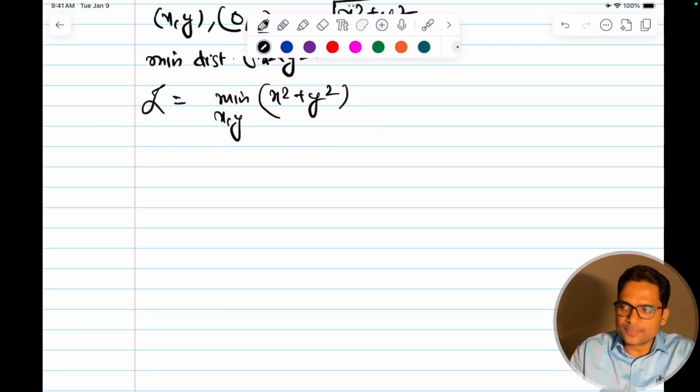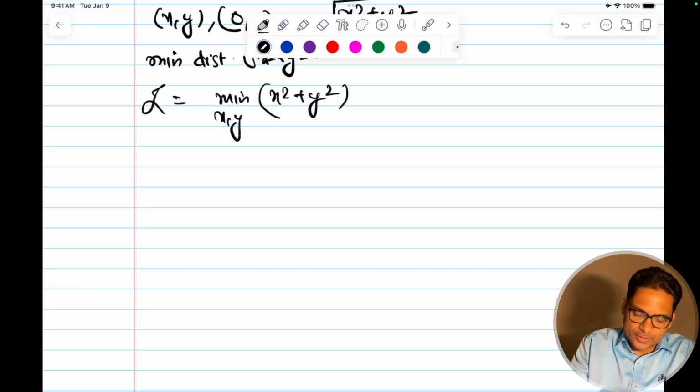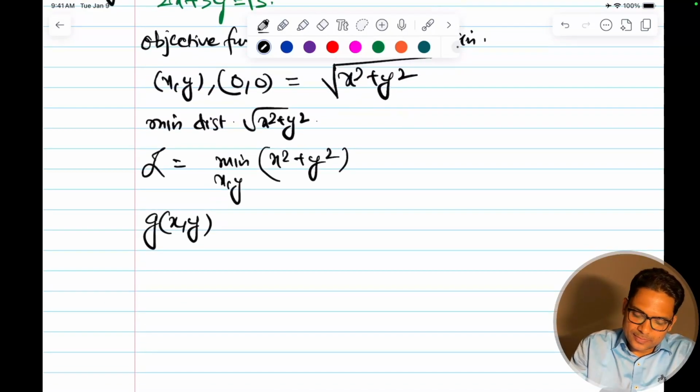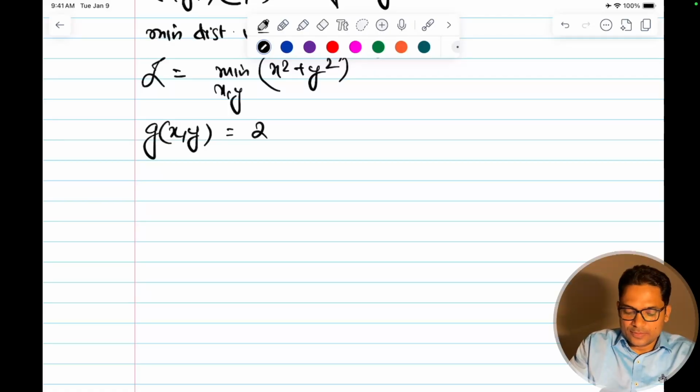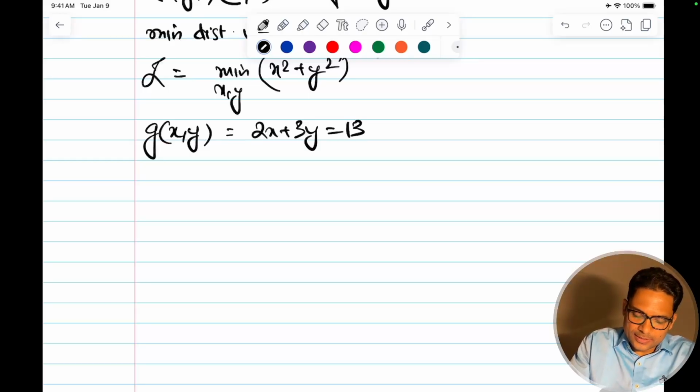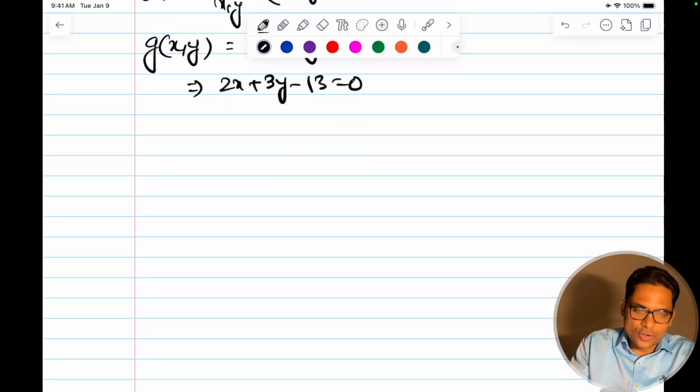But what is the constraint? This is your f of x, y. What is the g of x, y? This is 2x plus 3y equal to 13. So we make it g(x, y) equal to 0, which implies 2x plus 3y minus 13 equal to 0. And now we'll make a combined function.